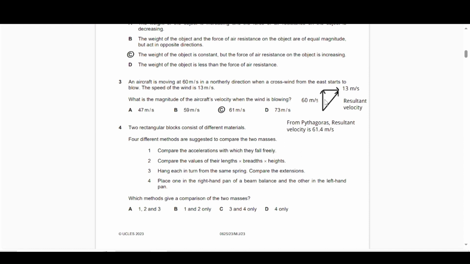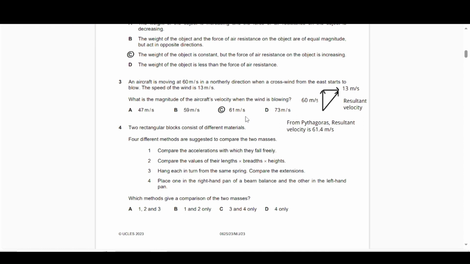So you've got 60 meters per second, head to toe, and you've got 13 meters per second, and then you've got a resultant velocity which starts from the toe of the first vector and goes to the head of the second. And it makes sense as well, because if you've got a northerly wind and an easterly wind, then you've got to be moving in the northeastern direction, which is the direction the arrow is pointing.